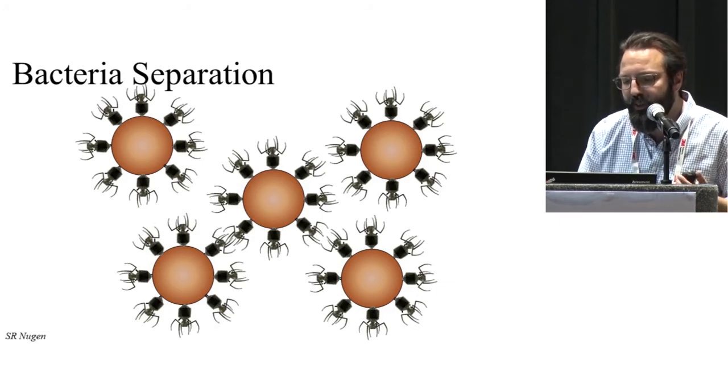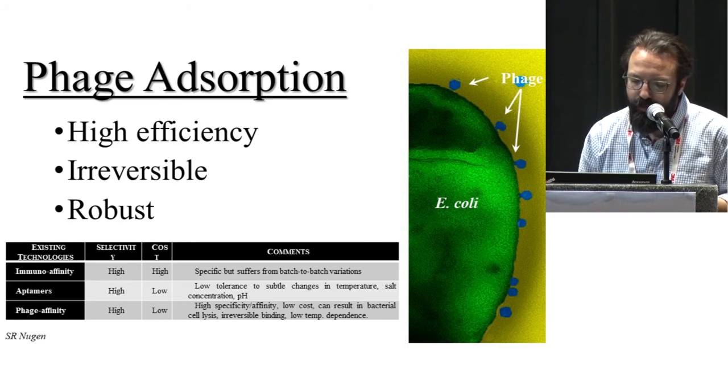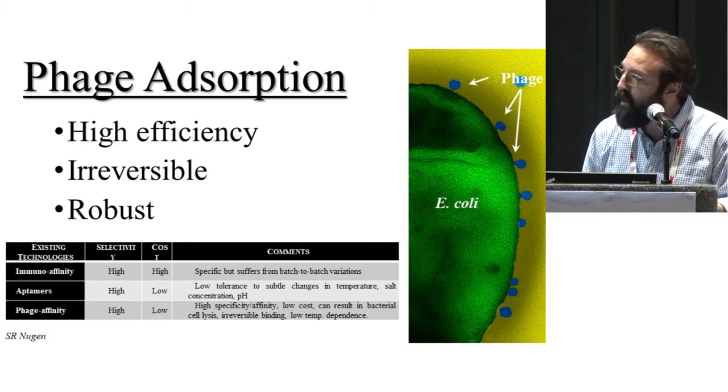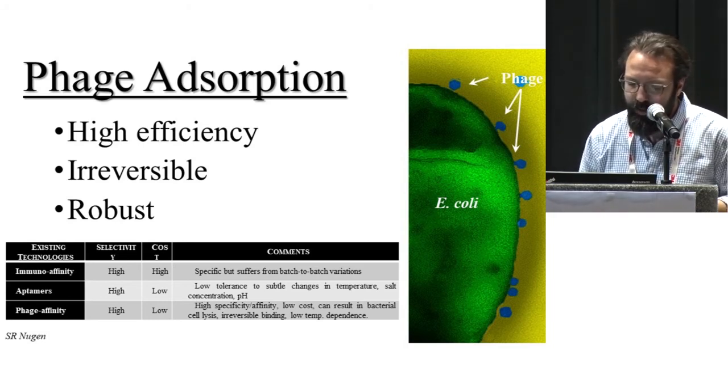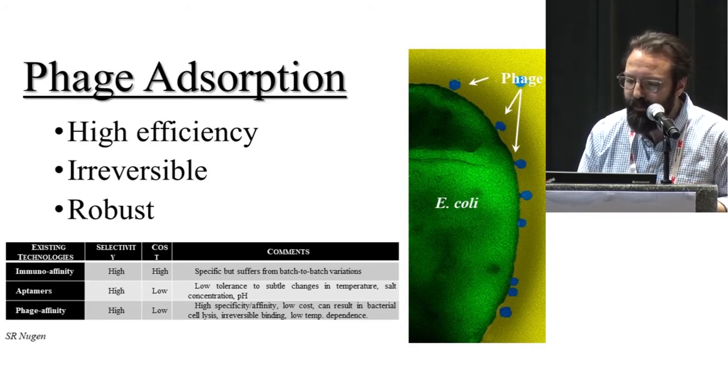Some of the advantages of phage absorption are that it's very efficient. Once it's done, it's irreversible, which is unlike antibodies. It's very robust, and its selectivity compared to other methods is high. And its cost to produce is pretty low. So there are a lot of advantages to using phage as a potential antigen to pull out bacteria.